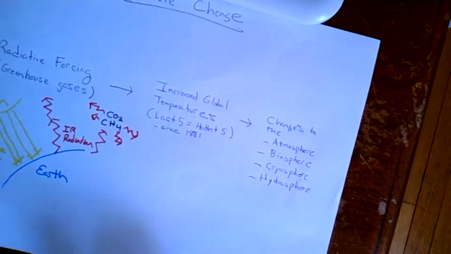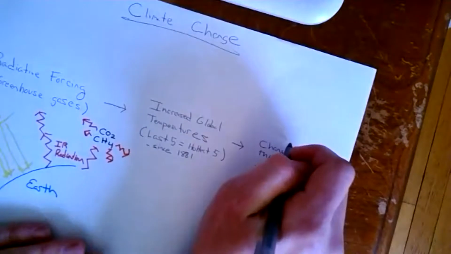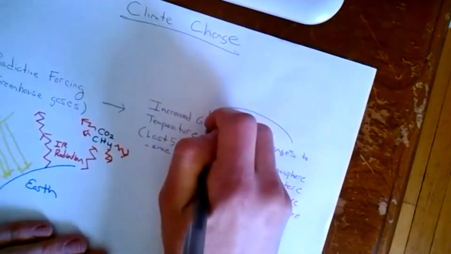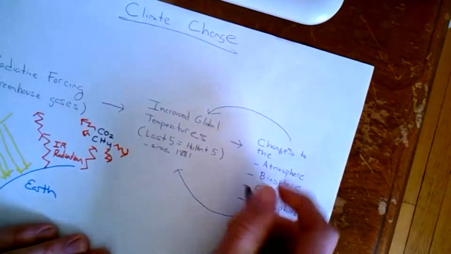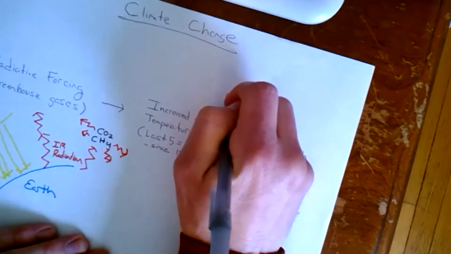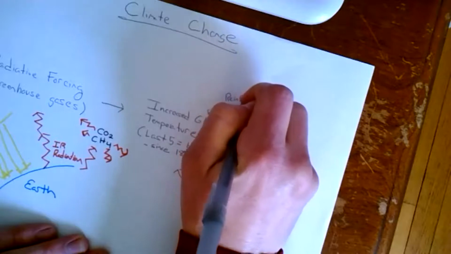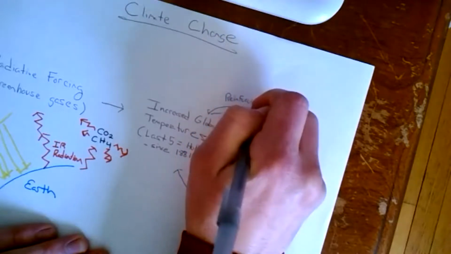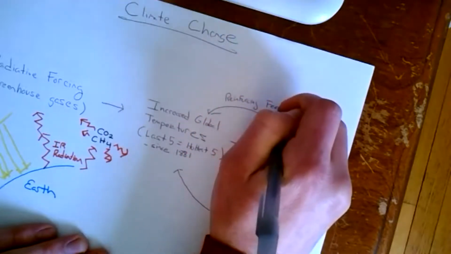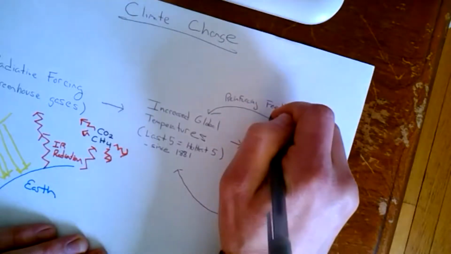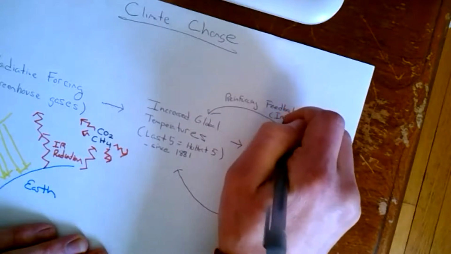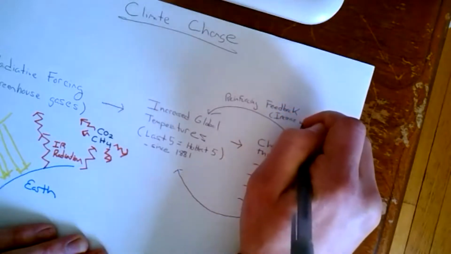But there's another thing going on here that's important that we're going to talk about. There's what's called feedback. There are 2 types of feedback. There's what we call reinforcing feedback. This reinforcing feedback is going to increase warming.